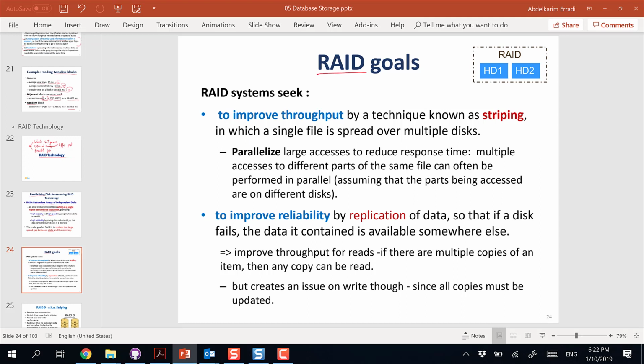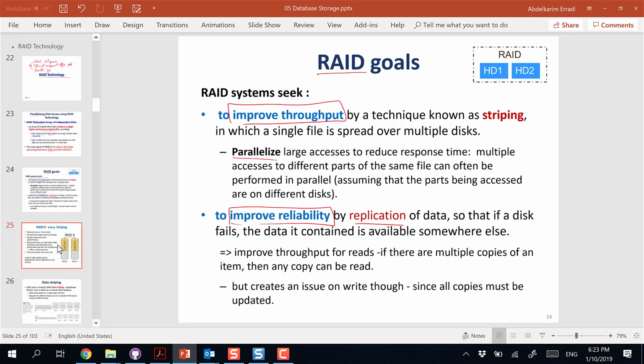Companies invest in RAID for two main reasons. One is to improve the throughput through parallel read and write, and the other is to improve reliability via replication. Okay? So these are the two major reasons why companies invest in RAID. It can be a combination, and or. So to improve throughput through parallel read and write, and to improve reliability through replication.